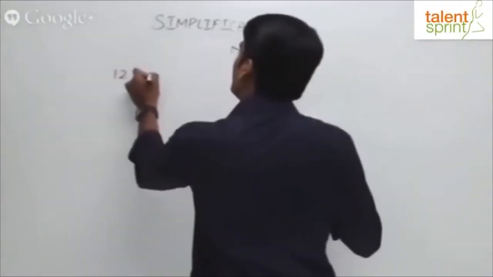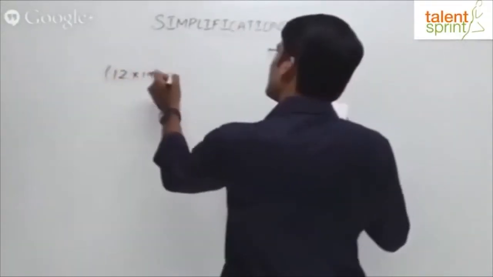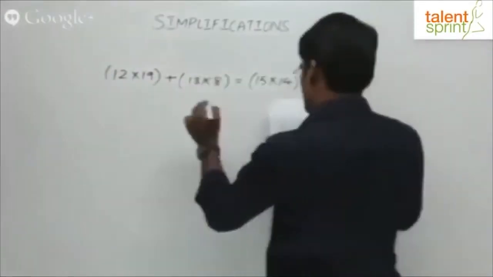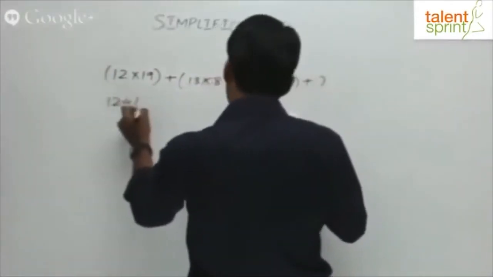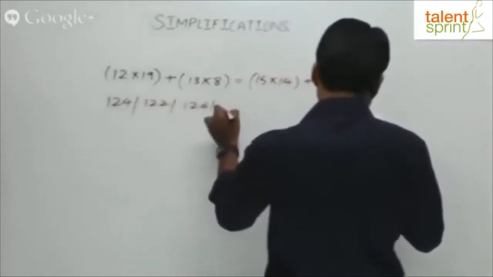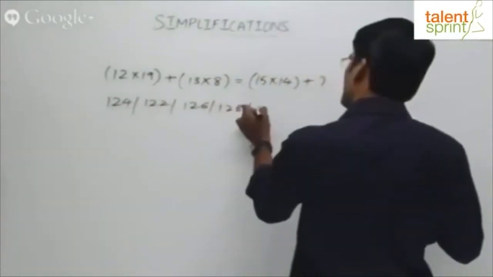12 into 19 plus 13 into 8 equals 15 into 14 plus question mark. The options are 124, 122, 126, 128, and fifth option, none.